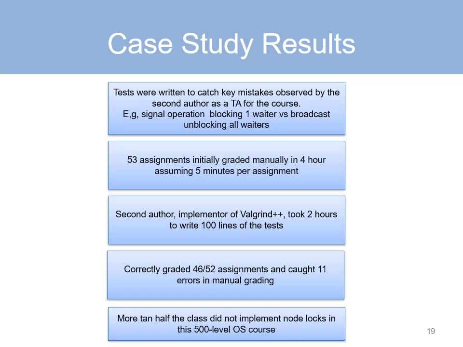Also, this is an interesting point: more than half the class did not implement node locks. They just had the global lock, and they didn't do the fine-grained locking. People talk about providing help for the novice students. These are students who are in a 500 level course, and they have had trouble. So one of my points is that we need to also address the more advanced students.